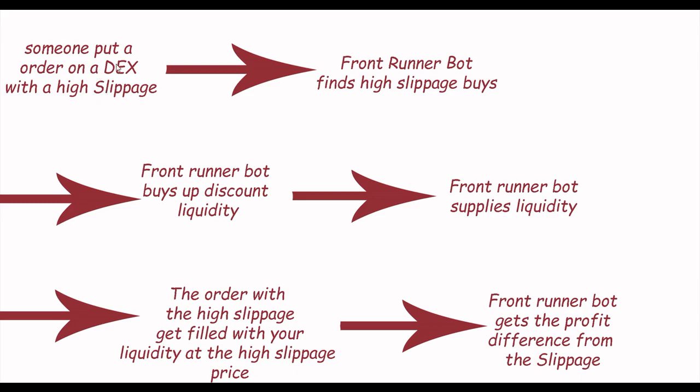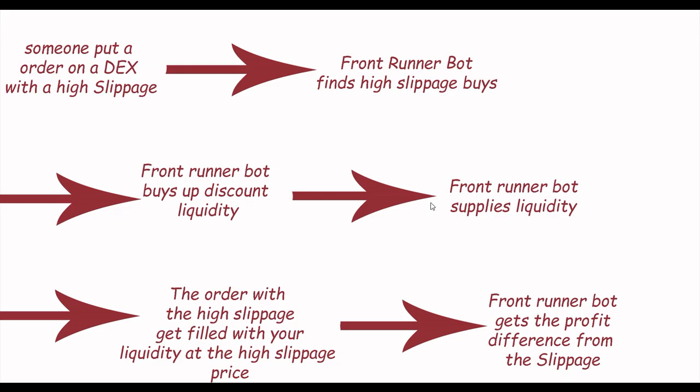So let's say a person, A, puts an order at a decentralized exchange with high slippage. High slippage is where you're willing to say, hey, I'm going to trade this token for this token, but I'm willing to take a certain percentage less of that token if I have to make the trade. So our front-running bot finds all the buys with high slippage. Our front-running bot buys up the discounted liquidity, so instead of buying at a high slippage, it buys at the lowest slippage possible. So we bought up all the discounted liquidity.